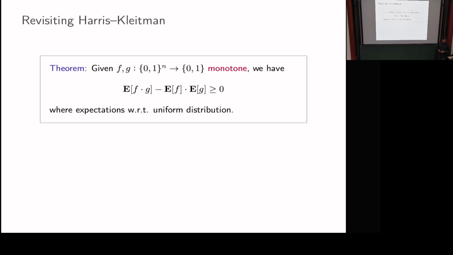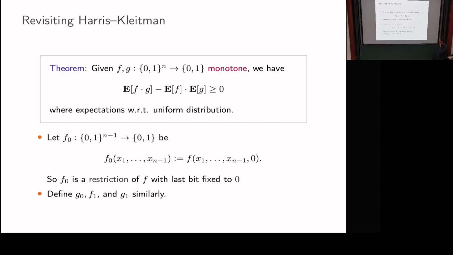Harris-Kleitman just tells you that these functions f and g are non-negatively correlated, and so we're going to try to prove it. And a natural way to prove it, especially when you're on the hypercube, like I said earlier, is by induction. So we're going to take these functions f and g and define restrictions. So let f0 be the function on the n-1 dimensional cube, where you just fix the last bit of f to be 0. And you can similarly define f1 and g0, g1.